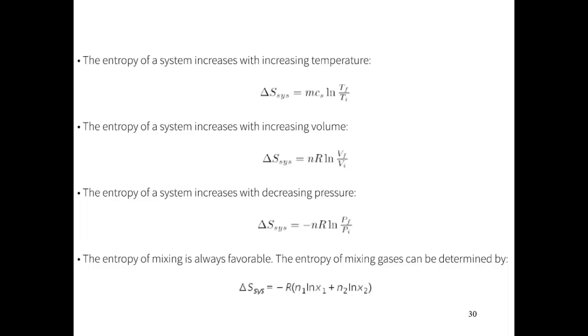The entropy of a system increases with increasing volume. Remember, an increase in volume allows you to have more room for the molecules to distribute themselves. You predict there's going to be a positive delta S, and there's the formula for it. The entropy of a system increases with decreasing pressure. Now, pressure decrease means increase in volume, therefore you should have an increase. Notice the equation there, it has a negative, but that's because the log of P final over P initial is going to be a negative value also.